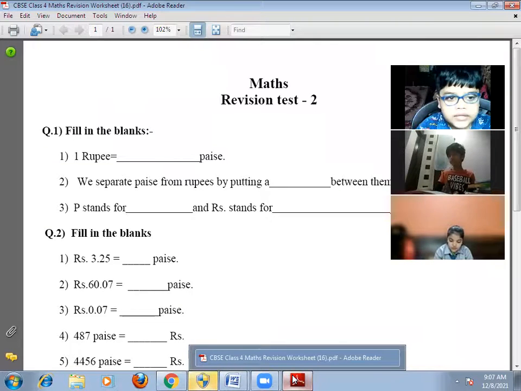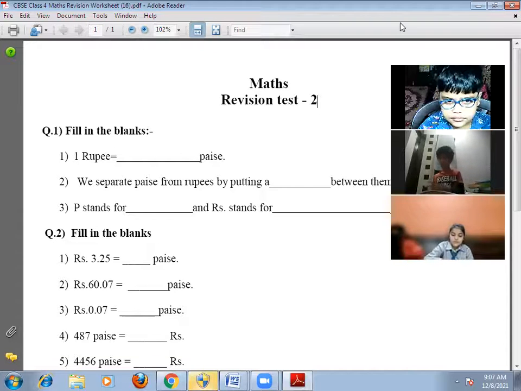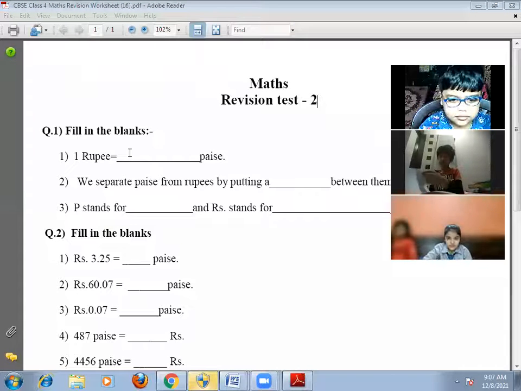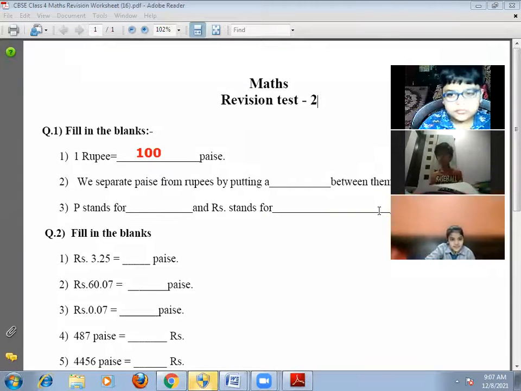1 rupee is equal to 100 paise. Very good. So here we can write down 100. Ma'am is going to write down the answer 100. Now Manvi, you can mute. Atharv Arora.